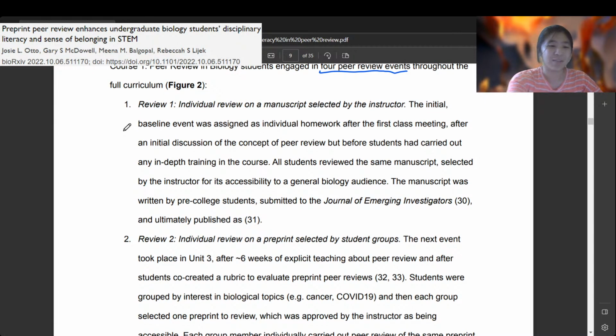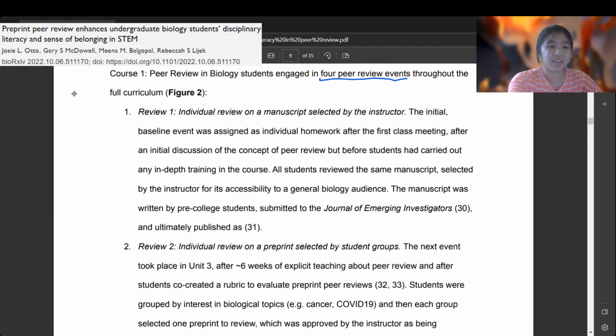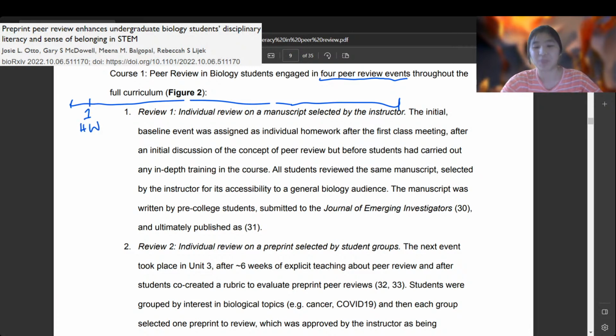So I guess if we're to draw out a timeline here. It was assigned as individual homework. So first class, get homework on peer review and preprints. And just a reminder, preprints are basically rough drafts that have been uploaded publicly online. After an initial discussion, so they told them what peer review and preprints were, but they hadn't had any in-depth training yet. So no training. Basically, it's like a pre-test.